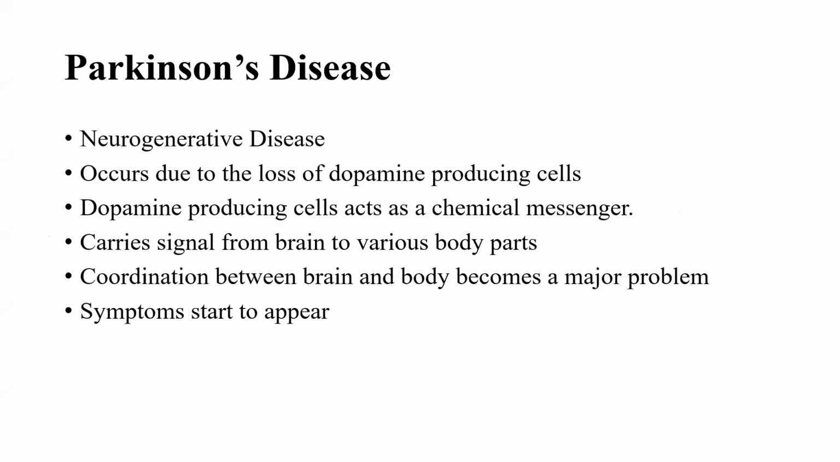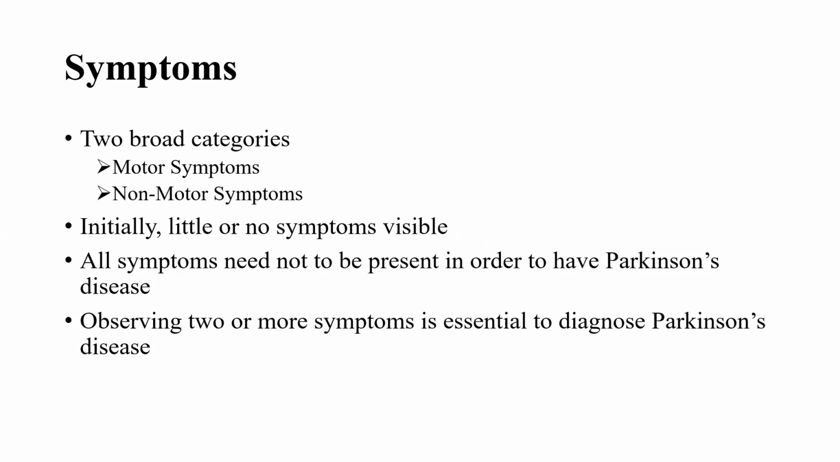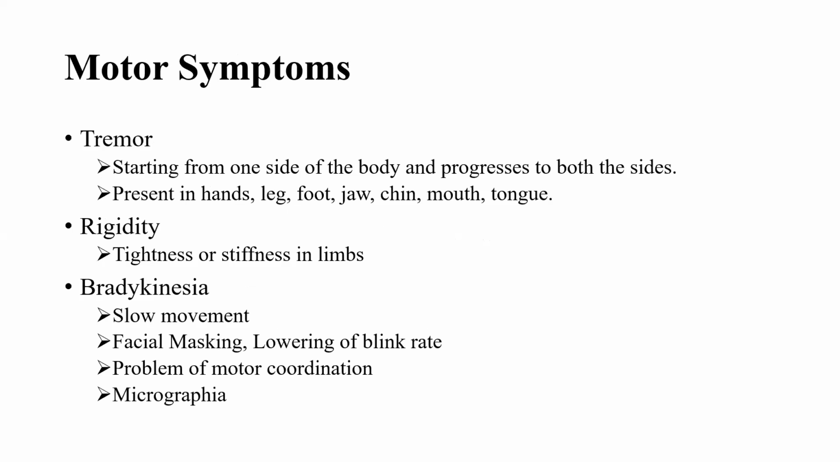Parkinson disease is a neurological disease which occurs due to the loss of dopamine producing cells in the body. These cells are responsible for maintaining a balance between the various parts of the brain and the various parts of the body. When these cells start to die, there is a problem of brain and body coordination, and different symptoms start to appear. Broadly, the symptoms can be classified into motor symptoms and non-motor symptoms. Initially, there may or may not be any symptoms visible at all, and it is not necessary that all symptoms are present. Observing 2 or more symptoms is essential to diagnose the Parkinson disease.